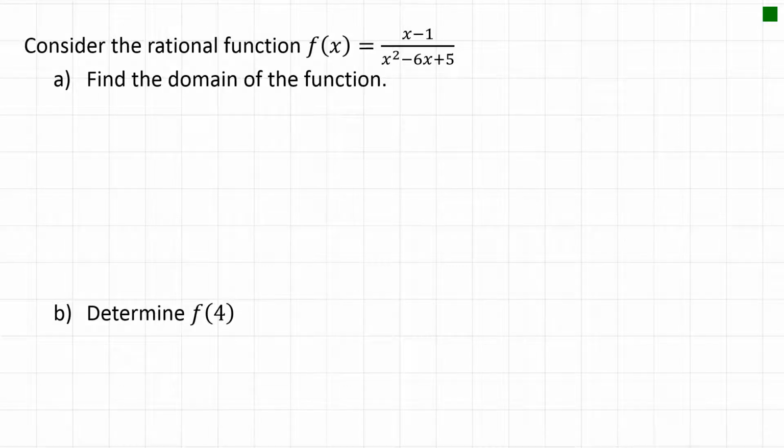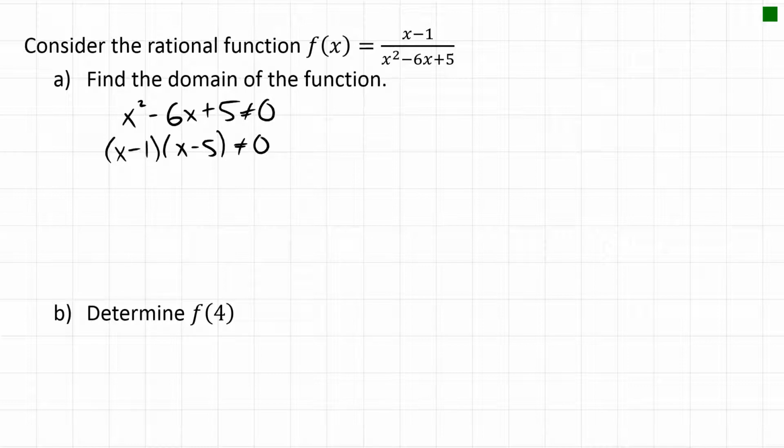So to begin with, to find the domain, we just have to identify the non-permissible values from the denominator. The denominator is not allowed to be equal to 0, so we're going to have to factor this equation. That'd be x minus 1 times x minus 5. It's not allowed to be equal to 0, which means that x is not allowed to be equal to 1, and x is not allowed to be equal to 5.